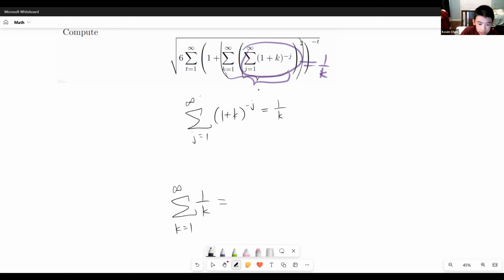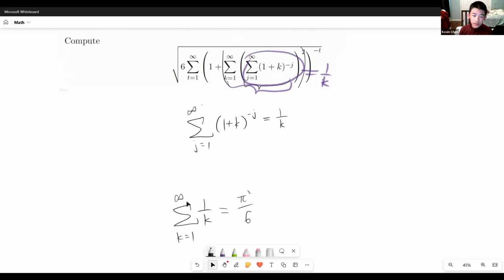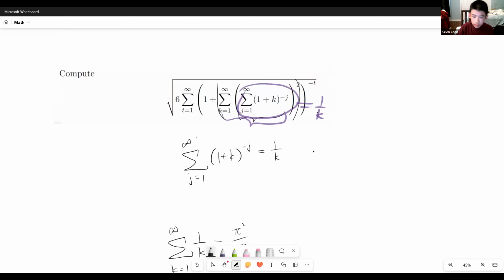And this is just Basel's problem if you want to search that up. It's basically saying that the sum of all the positive integers from k equals 1 to infinity of 1 over k has to equal pi squared over 6. So yeah, you could just search up Basel's problem and that gives you the conclusion. So once you get this conclusion, you have addressed this part of the summation. So now you want to address the part which contains the summation from t equals 1 to infinity.